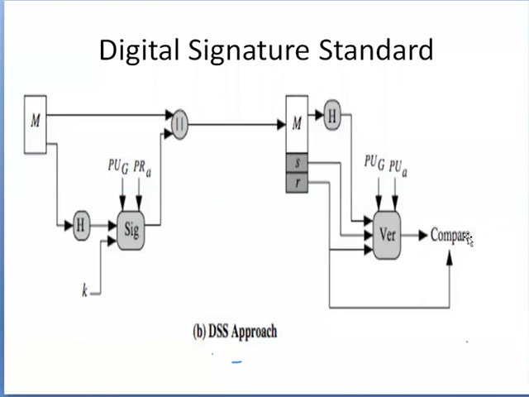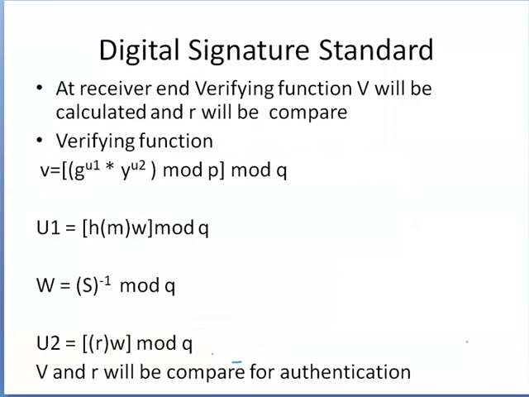The output of the verification function is compared with only R, and if the values are the same, then we can say the message is authenticated from the user. So that is what we are going to check. How does the verification function work?